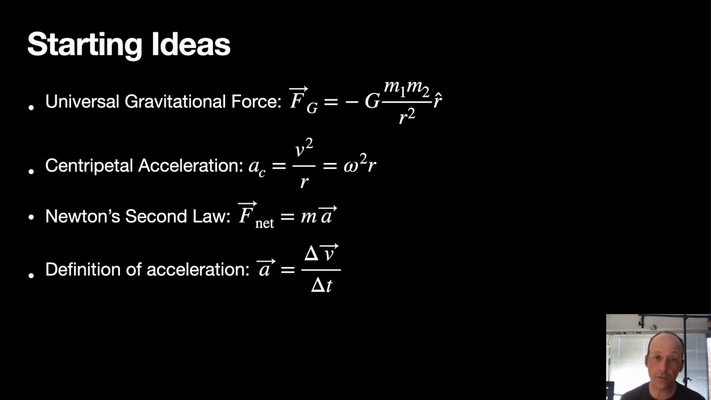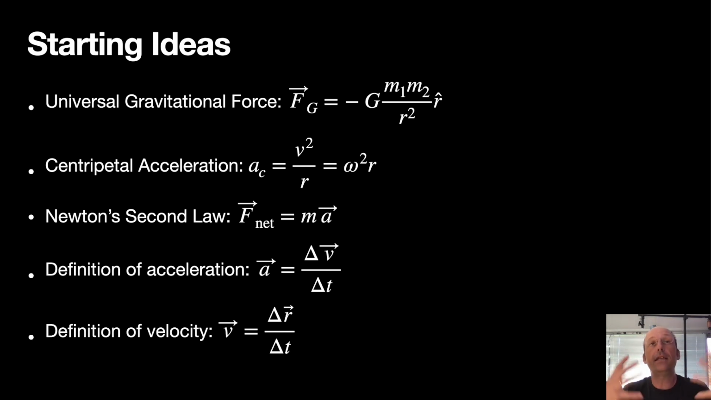The definition of acceleration. If the acceleration is constant, then the acceleration for some time interval delta t is just the change in velocity divided by the change in time. It's the rate of change of velocity. We don't even need to write this as a derivative. We could just write this as a finite difference, delta v over delta t, and that's what I'm doing.